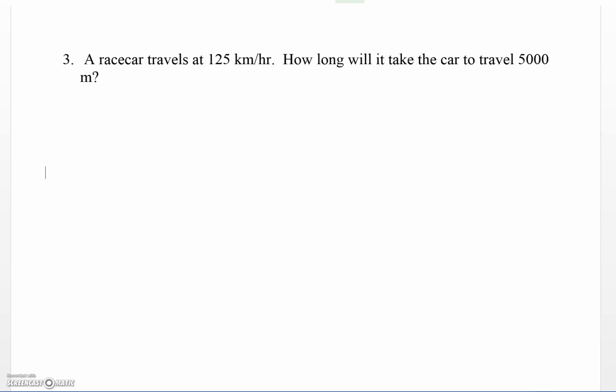Now let's look at our last problem. In this problem it says a race car travels at 125 kilometers per hour. How long will it take the car to travel 5,000 meters? So again, we're going to start with our equation. We know that our average speed equals our distance divided by our time. And this time we want to solve for time. So we're going to multiply both sides by time.